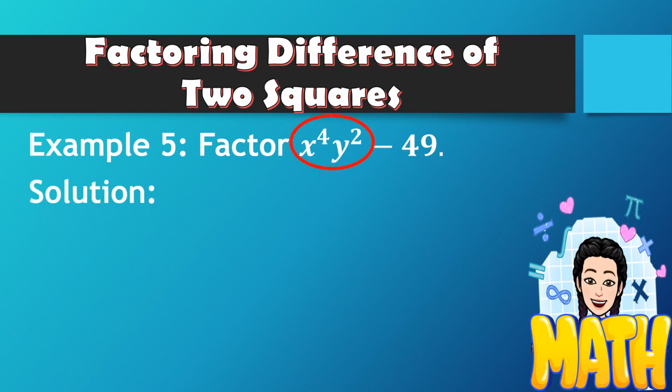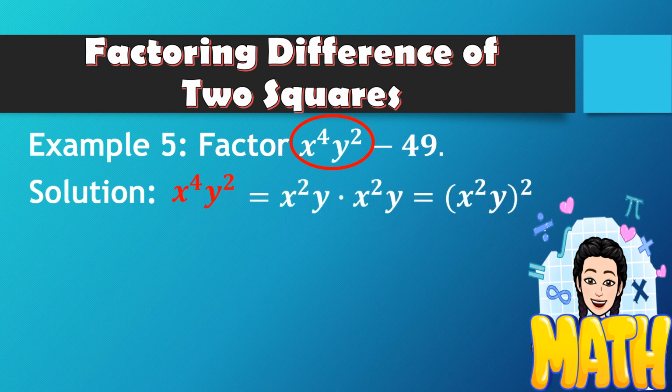For x raised to 4 y squared, ang factor niya na pwedeng i-multiply sa sarili niya para makuha ang x raised to 4 y squared ay x squared y. So, ang square root niya ay x squared y. So, tama ang una nating nakuha. Para naman sa 49, ang factors niyan ay 7 times 7, which is equal to 7 squared. So, ang square root naman nito ngayon ay 7.